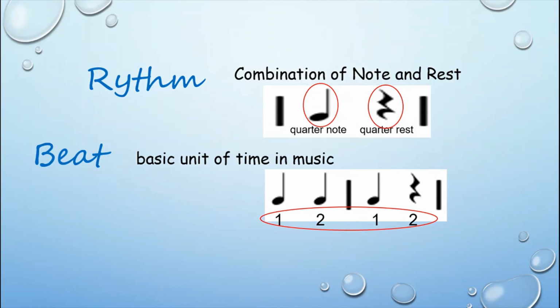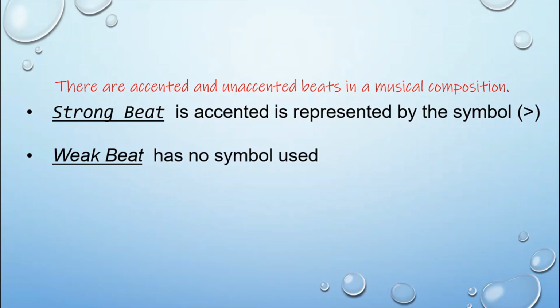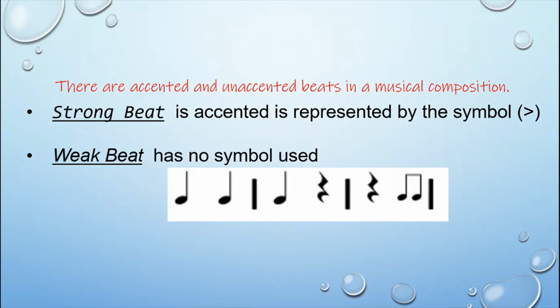Is it clear? An accented or strong beat is represented by the symbol greater than. It is used when there is a strong beat. We use the symbol greater than if there is a strong beat, while the weak beat has no symbol used. Example is this one. So you can see there is a symbol. Therefore, this note has a strong beat, while this one is considered to have a weak beat.